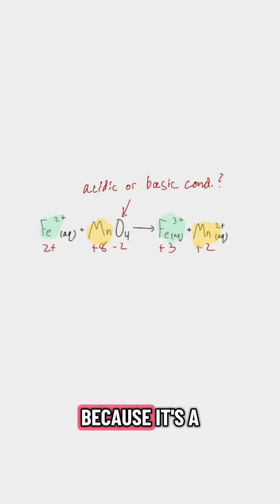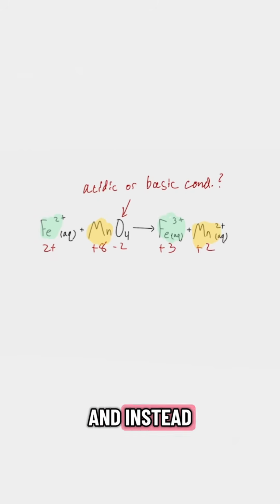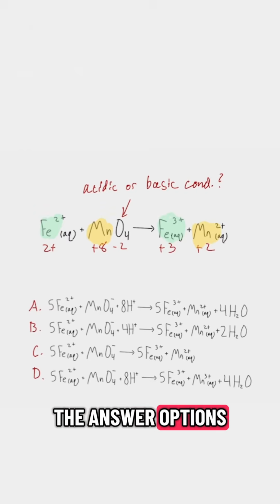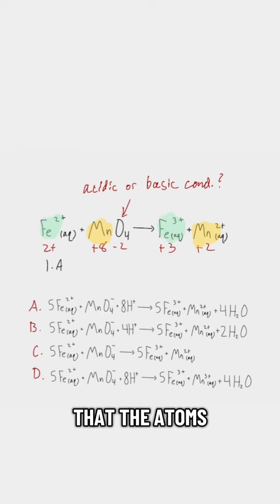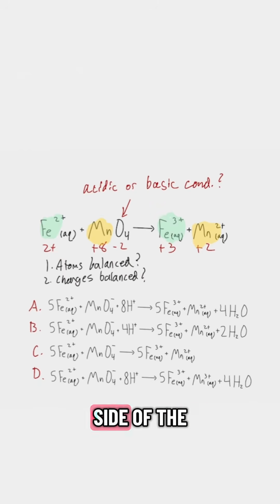However, for the MCAT, because it's a timed multiple choice test, they usually don't make you go down this road. And instead, you can just compare the answer options to figure out which one's right. When you're comparing the answer options, you're doing two things. First, you're making sure that the atoms are balanced, and then you're making sure that the charges are balanced. So the total charge on each side of the reaction arrow needs to be equal. Let's quickly do that for each one of these answer options and see which ones are incorrect.